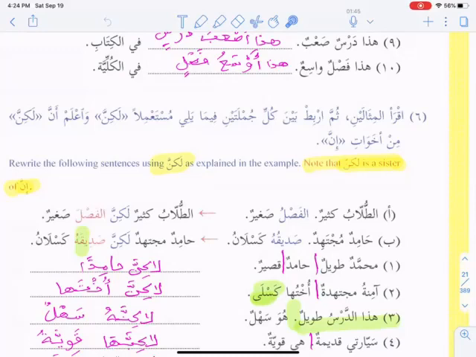Now those pronouns are all mansub because of lakinna. Same thing will happen, my brothers and sisters. Ka'annahu, ka'annahuma, ka'annahum, ka'annaha, ka'annahuma, ka'annahunna, ka'annaka, ka'annakuma, ka'annakum, ka'annaki, ka'annakuma, ka'annakunna, and then ka'annani, ka'annana. Did you get the idea?